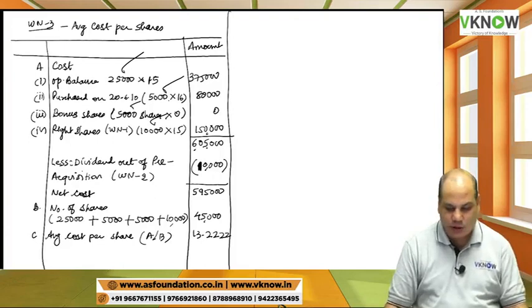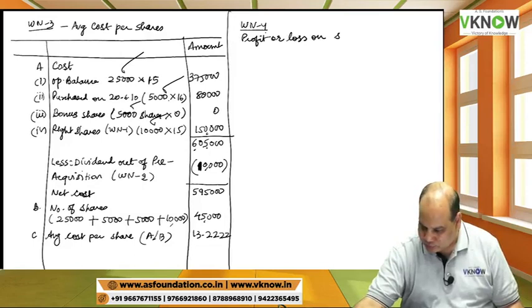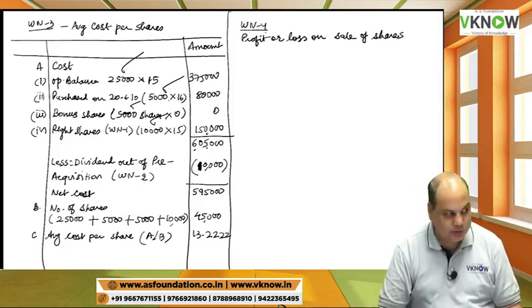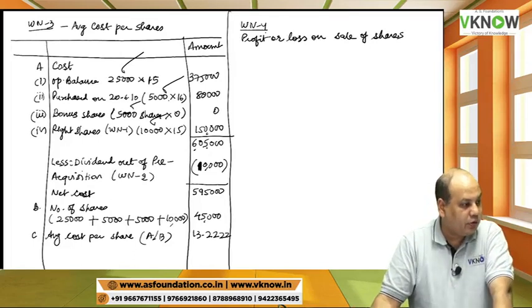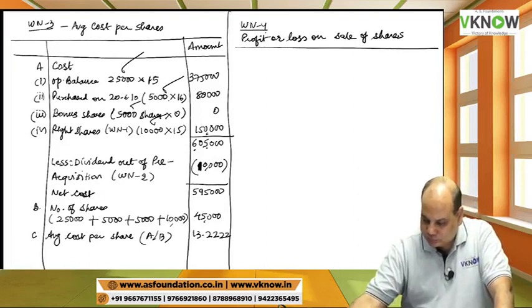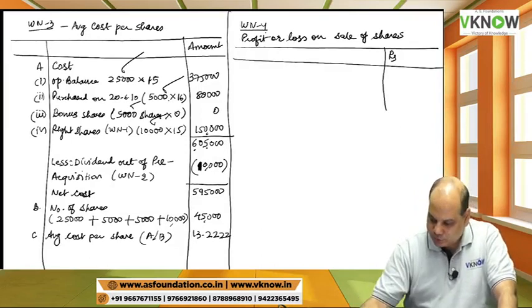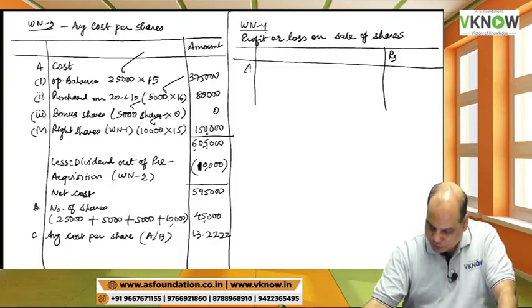Now the next thing I need to calculate is profit or loss on sale of shares. Profit or loss on sale of shares. Right hand side rupees. First you tell me A, sale value.